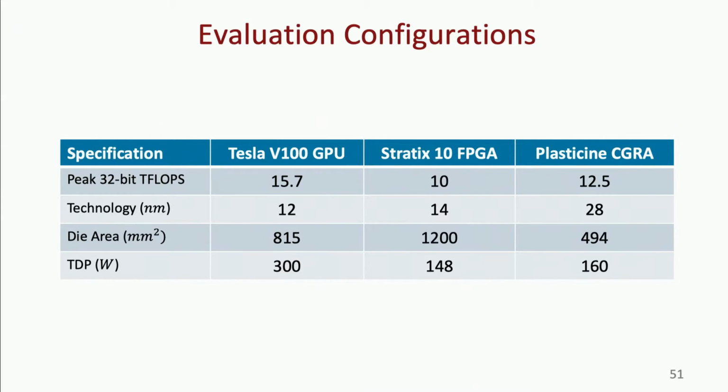All of the 3 platforms possess roughly the same numbers of peak 32-bit teraflops. Moreover, the Plasticine CGRA is at an older generation compared to the Tesla V100 GPU and the Stratix 10 FPGA. Comparing to the GPU and FPGA platforms, the CGRA platform uses a die area of 494. The Stratix 10 FPGA uses the smallest thermal design power.